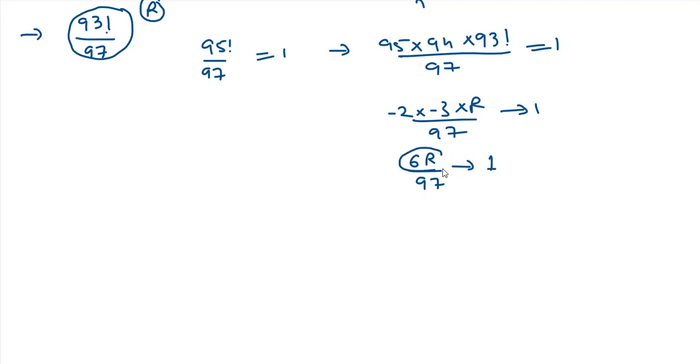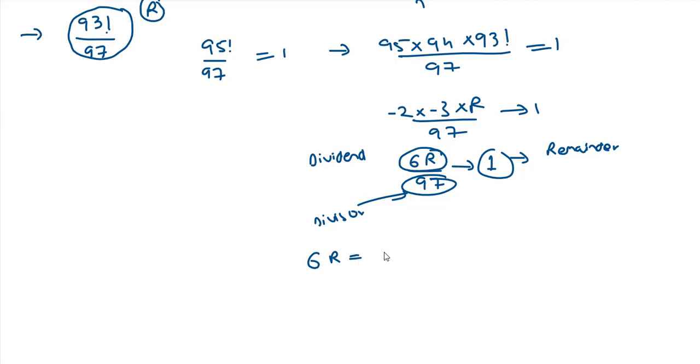So this is the dividend, this is the divisor, and this is your remainder. So we can write 6r, which is the dividend, as equal to divisor into some quotient plus remainder. The divisor in this case is 97, the quotient let's assume to be k, plus the remainder, which is 1. So 6r equals 97k plus 1.